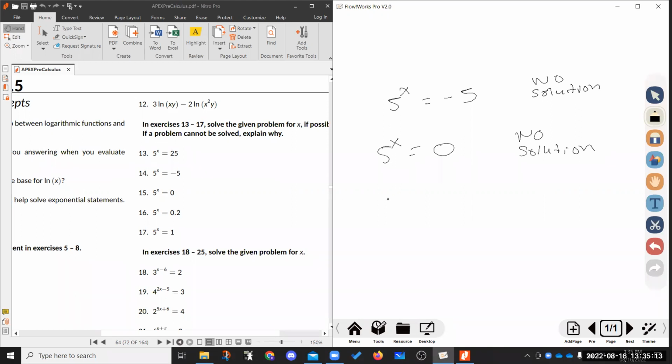So now 5 to the x is equal to 2/10, which is 1/5, which is 5 to the negative first. 5 to the x is equal to 5 to the negative first. So by the 1-to-1 property, since exponential functions are 1-to-1, if the bases are the same and the outputs are equal, then the inputs have to be equal.